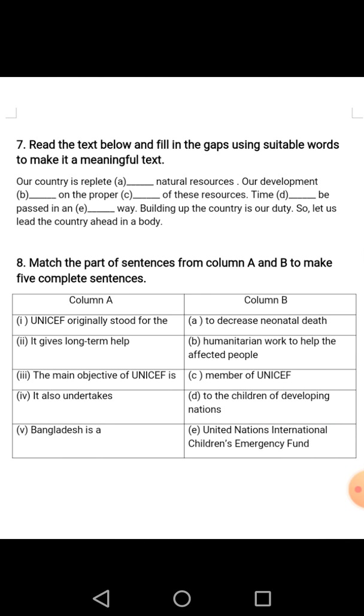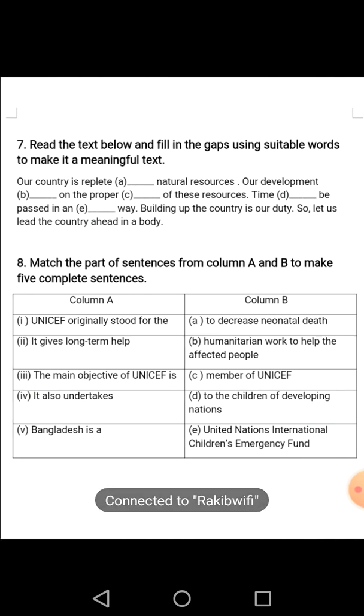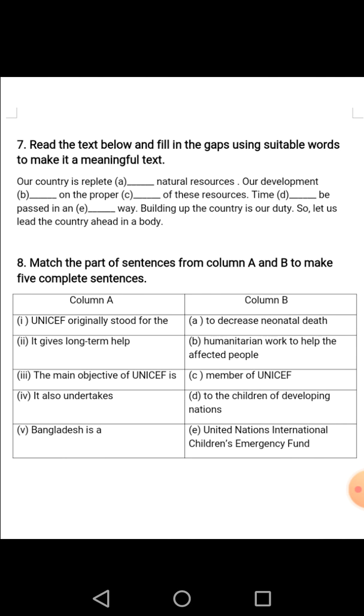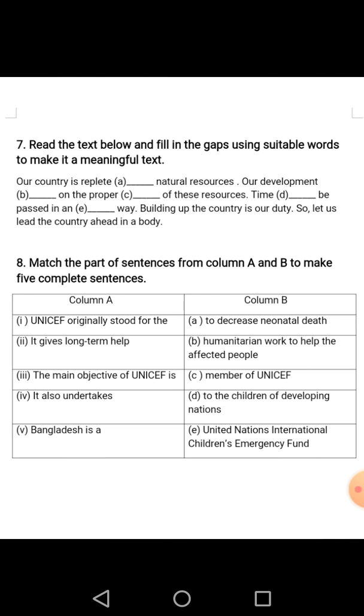Do question number 8 as classwork and send the pictures to my WhatsApp number. I think you all have done question number 8. Now I'm telling you the answers.